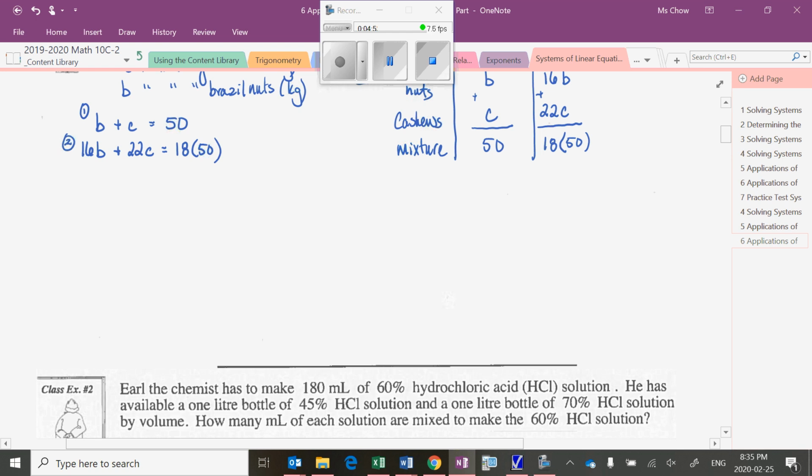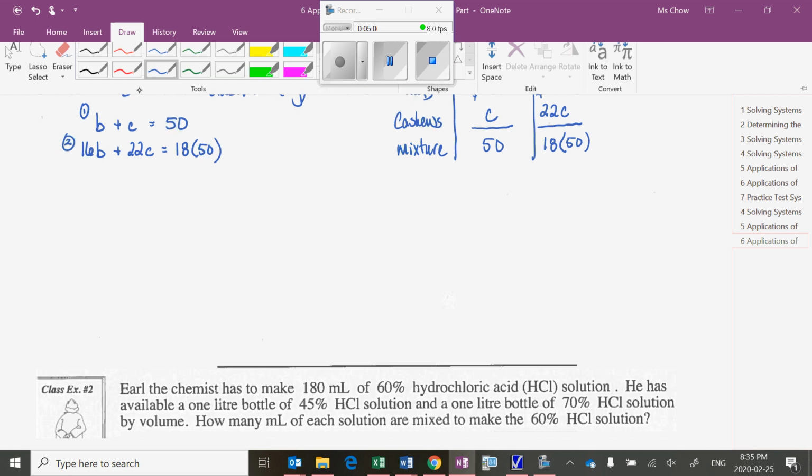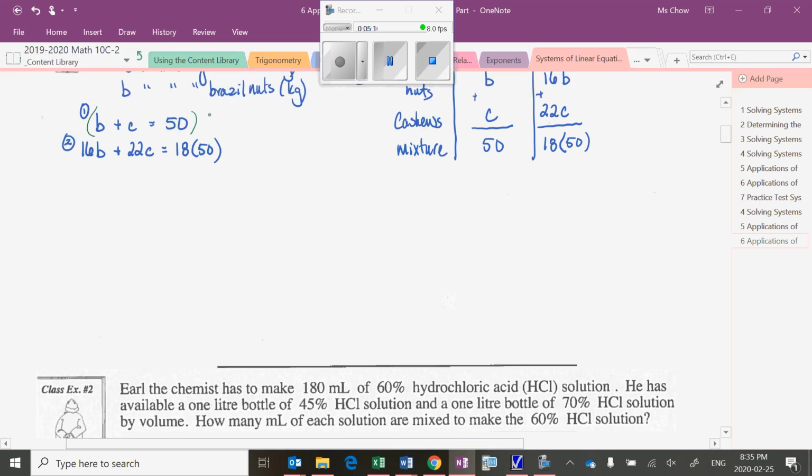I think in this particular case, I'm going to actually do elimination. So I'm going to multiply equation 1 by negative 16. Let me just change a color right here. So equation 1 times negative 16, so I've got negative 16B, and I'm going to write that right below equation 2, minus 16C is equal to, and 16 times 50 is going to be 800. And then we can go ahead and add. I know that 18 times 50 is actually 900.